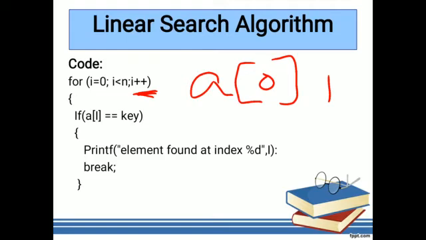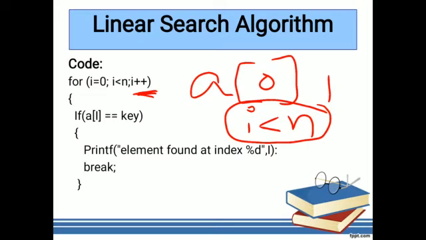If the element is found here, then it will print the index of that particular value. If the element is not found, again it will be incremented. So like this, the process continues until the condition i less than n fails. Once the condition fails, it simply returns.